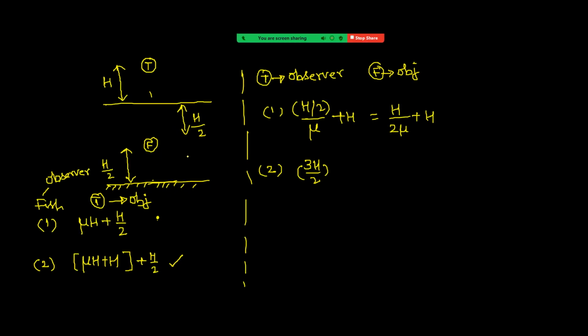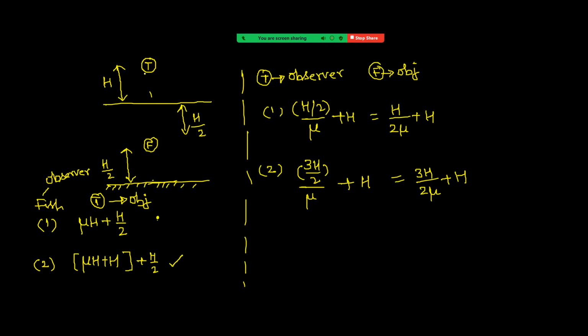And this appears to be 1 by mu times. This appears to be 1 by mu times, plus this is equal to h. So plus h. So that is equal to 3h by 2 mu plus h. That means this is the distance of the image of the fish in the mirror from the eye.